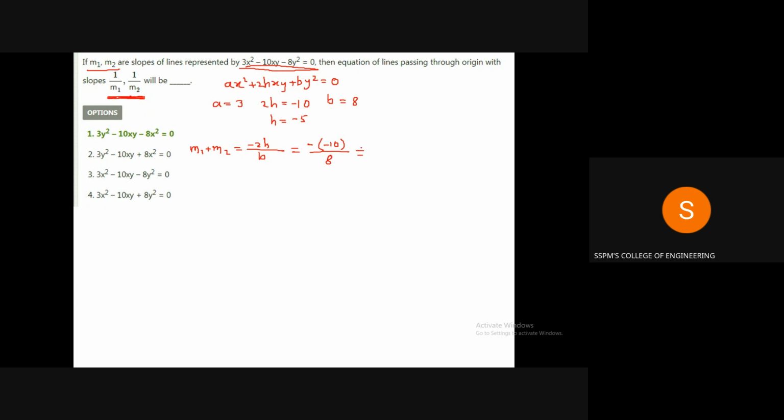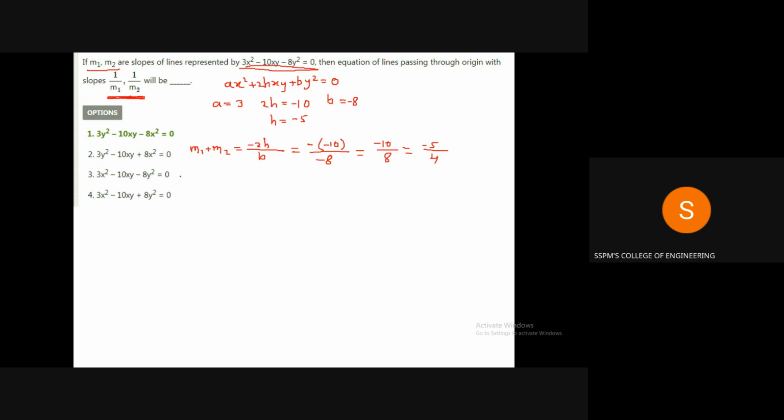Sorry, what is the value of b? See here, the last term is minus 8y square, so the value of b is minus 8. So you just write minus 8 here. So the final value will be minus 10 divided by 8, that is minus 5 by 4. So the sum of slopes is minus 5 divided by 4.